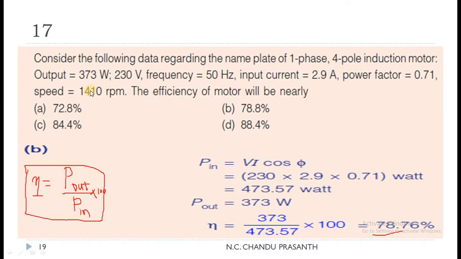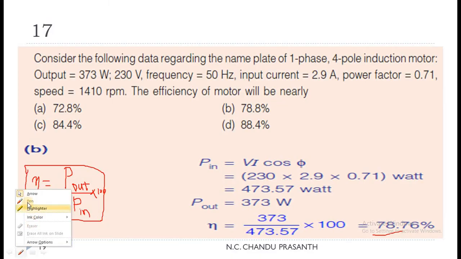And 17th one. Consider the following data regarding the nameplate of a single phase 4-pole induction motor. Output 373 watts and 230 volts. Frequency 50 Hz, input current 2.9 amperes, power factor 0.71, speed 1410 rotations per minute. Efficiency of the motor will be?